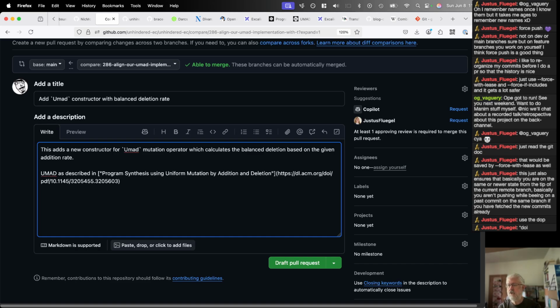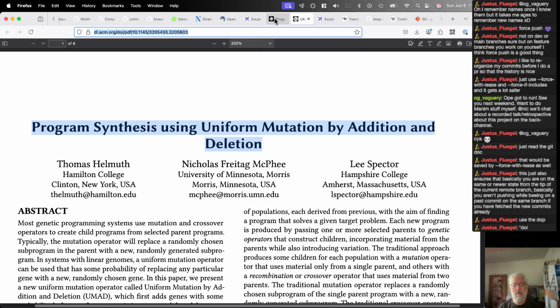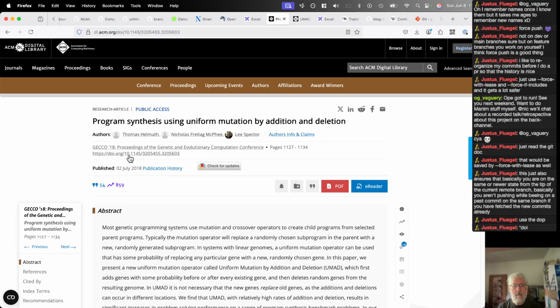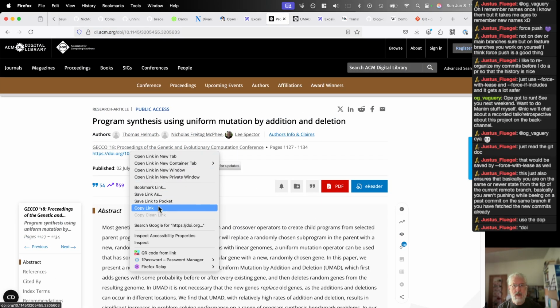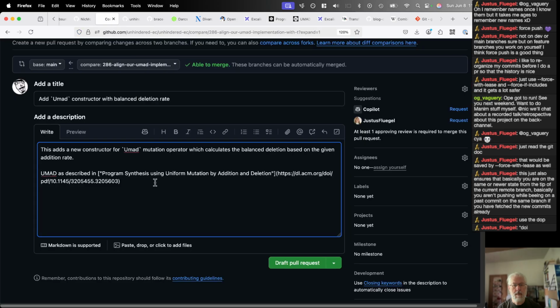So this just ensures that you're on the same or newer state from the tip of the current remote branch. Basically, you aren't pushing while being on a past commit if you have fetched the new commits already. Oh, use the DOI. That would be nice. Yeah. Let's do that. Copy link. Good catch. Thank you.